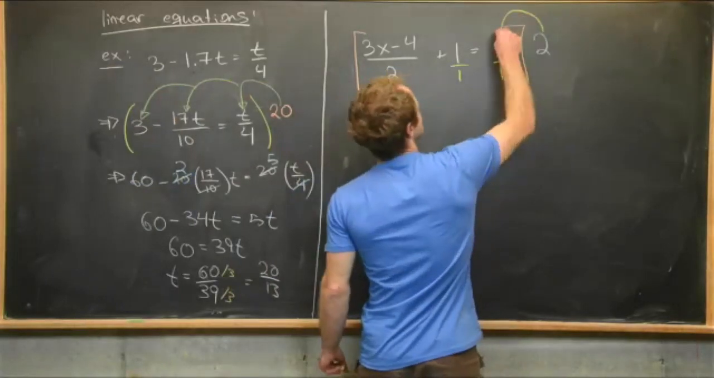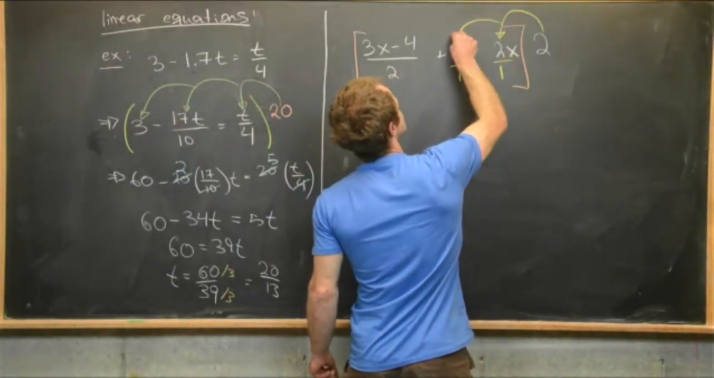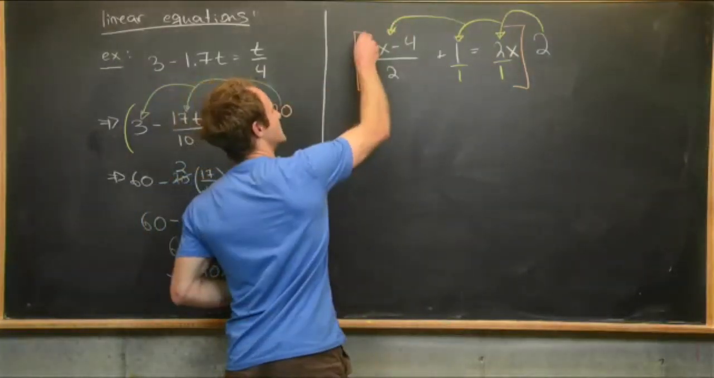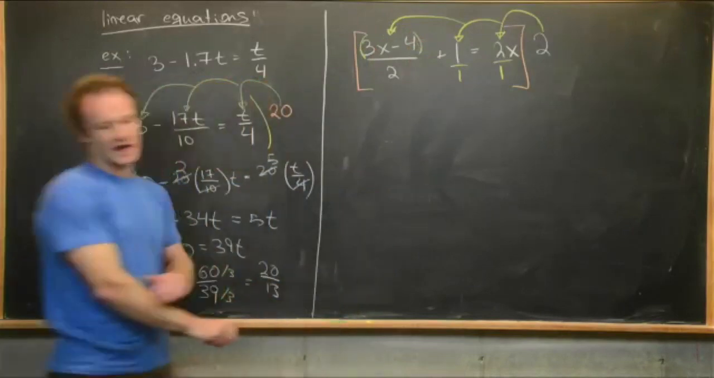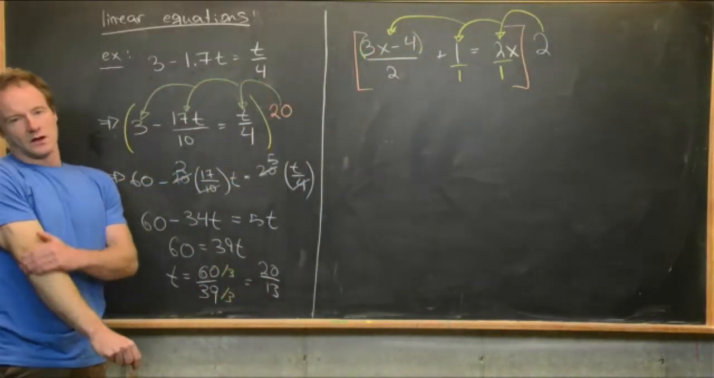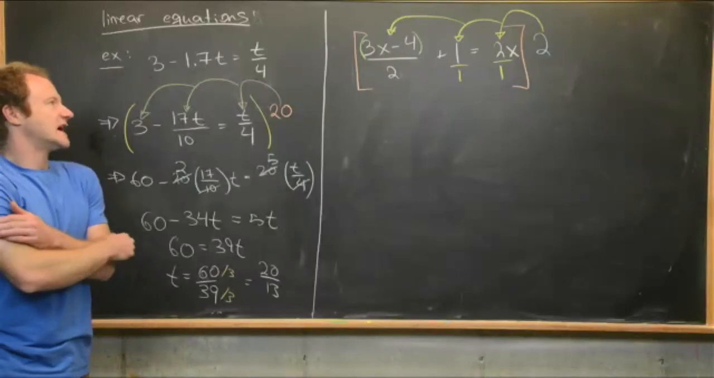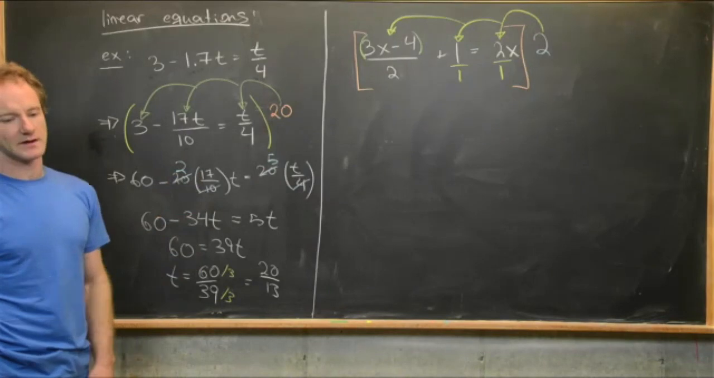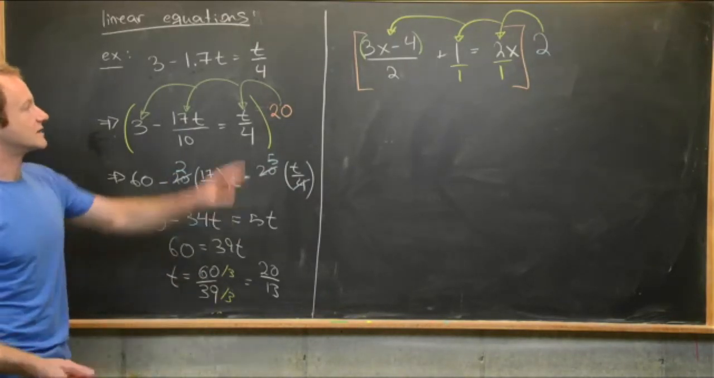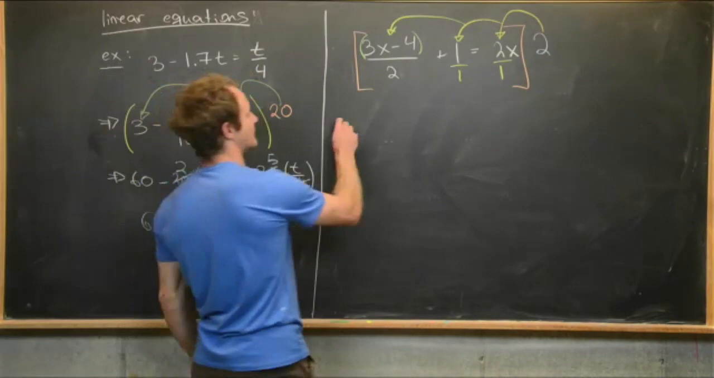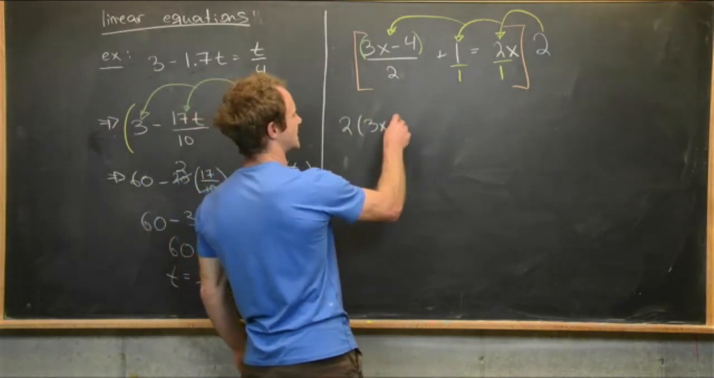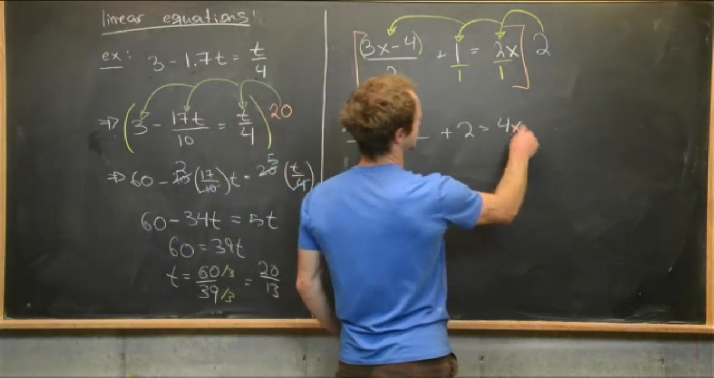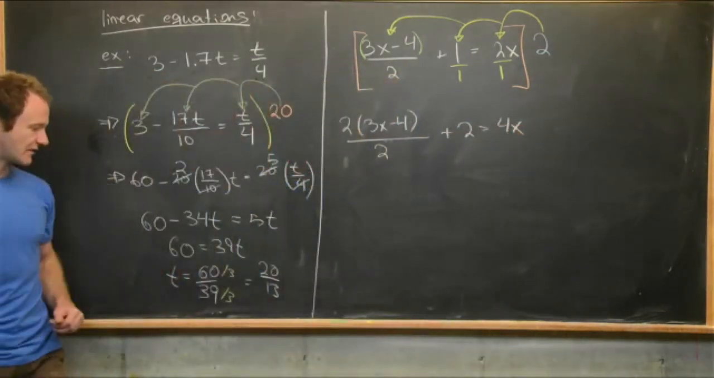So we'll take this 2, distribute it on to all parts of this equation. And a really important thing here is to remember that being inside a big numerator like that is being grouped together and being like in parentheses. So when we distribute it, we have to keep that in mind. All right, great. So now let's see. We distribute this, and we'll have 2 times the quantity (3x minus 4) over 2, plus 2 equals 4x. So that's what we get from moving all of that through.